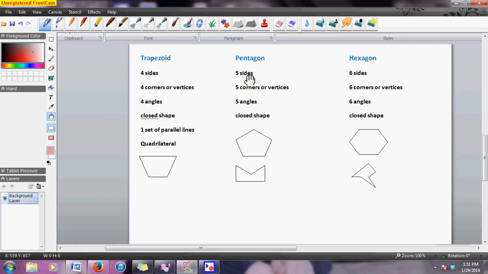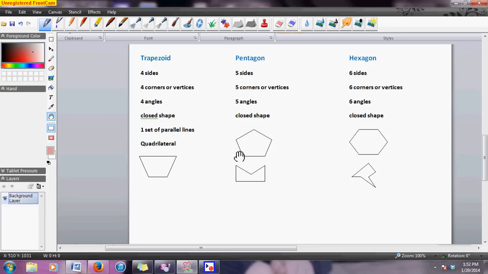It has five sides, five corners or vertices, five angles, and it is a closed shape. Now this pentagon here is the typical shape that we see for when we're describing a pentagon, but this is actually a pentagon as well. Because it fits our definition. Does it have five sides and five corners? 1, 2, 3, 4, 5 sides, 5 corners, 1, 2, 3, 4, 5. It has five angles, 1, 2, 3, 4, 5, and it is a closed shape.